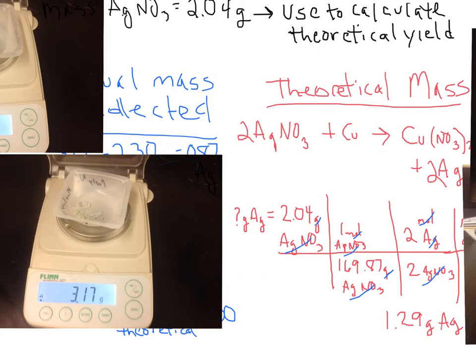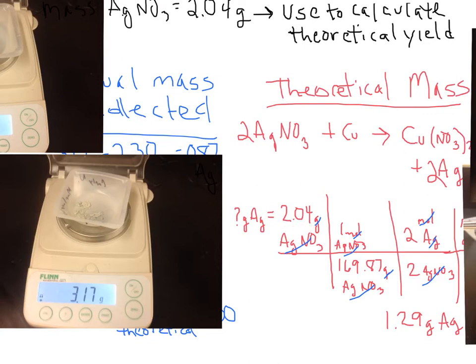Okay, we're going to calculate our theoretical yield. So we're going to find the theoretical mass of silver in this reaction. So here's our reaction. We have 2 moles of silver nitrate react with a mole of copper. We get a mole of copper 2 nitrate in aqueous solution and 2 moles of silver. So it's a 2 to 2 molar ratio. So then you just do the math.